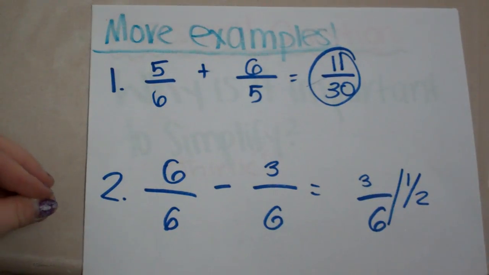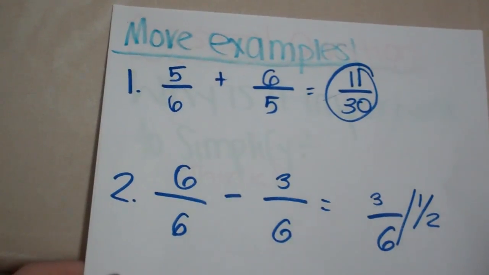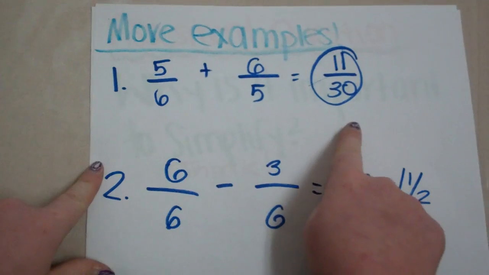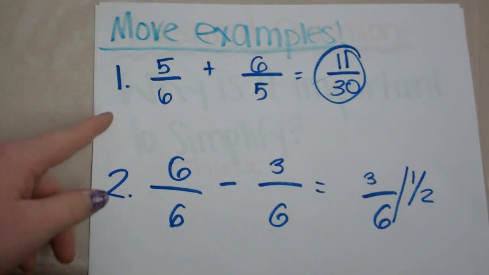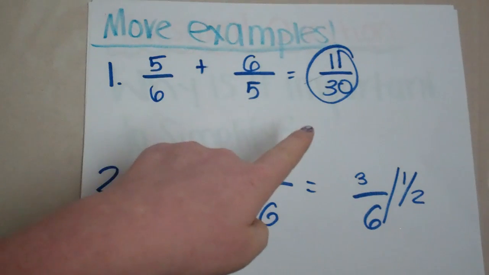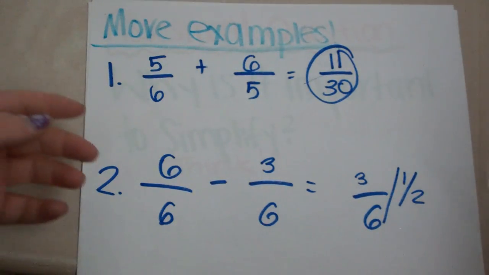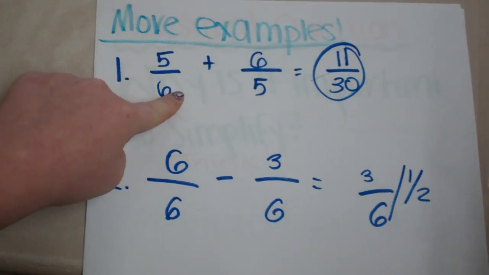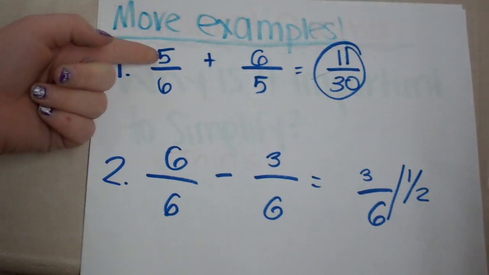Okay? And so 5 plus 6 equals... well, this problem actually you cannot do this way. This is the wrong way to do it. You would not do it this way. The correct way would be, whatever you did to the bottom to get 30, you would have to do it to the top.